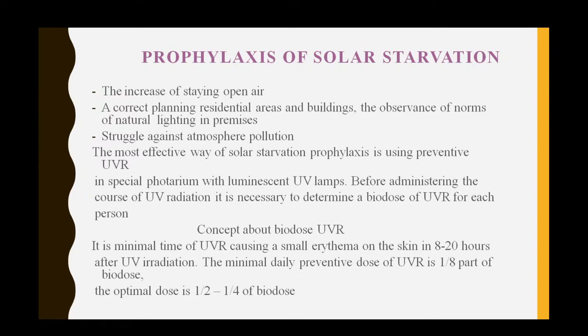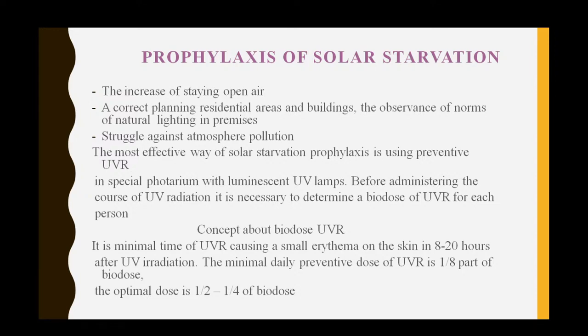Irradiation in the optimal dose usually is used for treatment of some pathology, for example, after operations or in patients with infectious diseases. And for prophylaxis of diseases, for example, prophylaxis of rickets in children, we use artificial irradiation by UVR in a dose of 1/8 of the biodose.